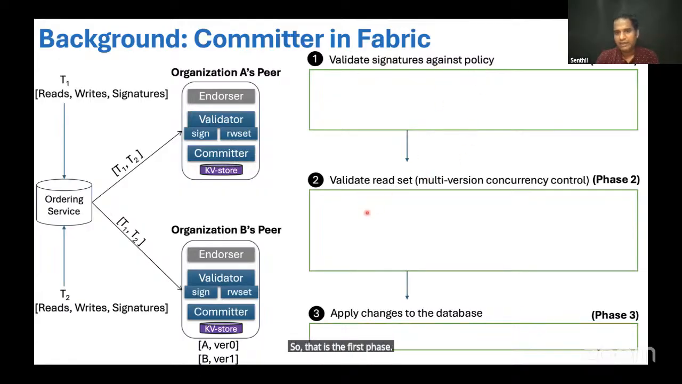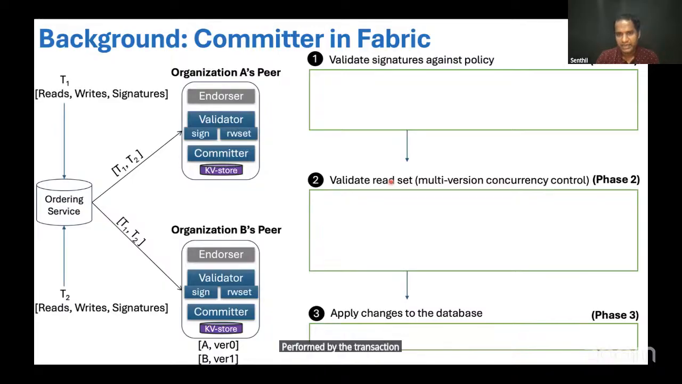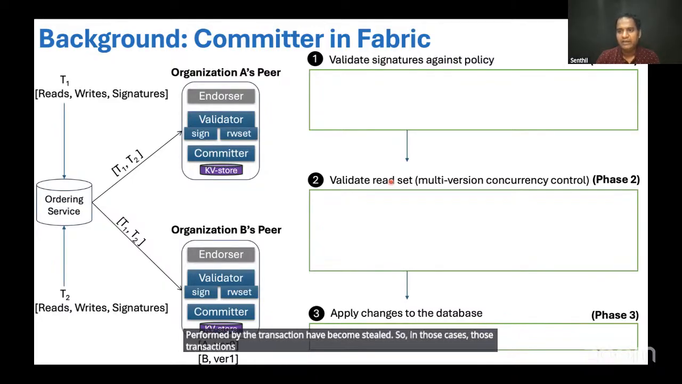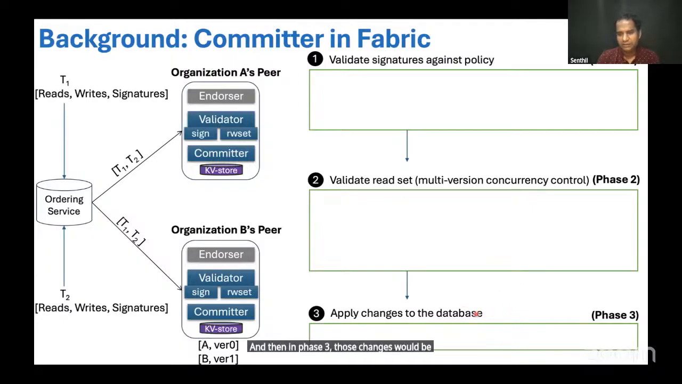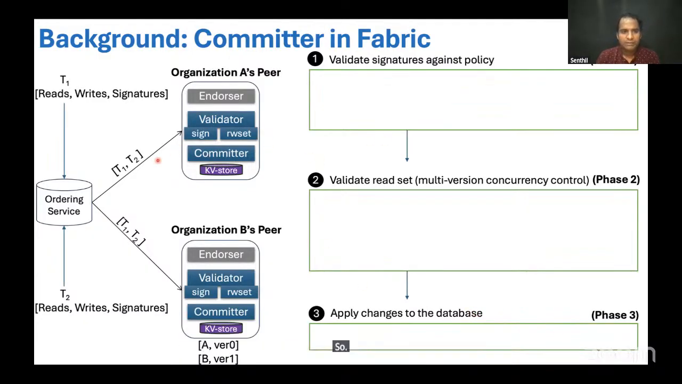Then the valid transactions would go through the read set validation. Basically, it would check whether any of the reads performed by the transaction have become stale. In those cases, those transactions would become invalid. And then in phase 3, those changes would be applied to the database, the writes of valid transactions. So let's see what happens to transactions T1 and T2.